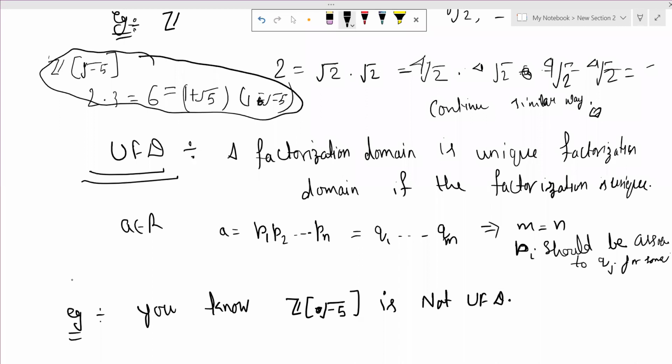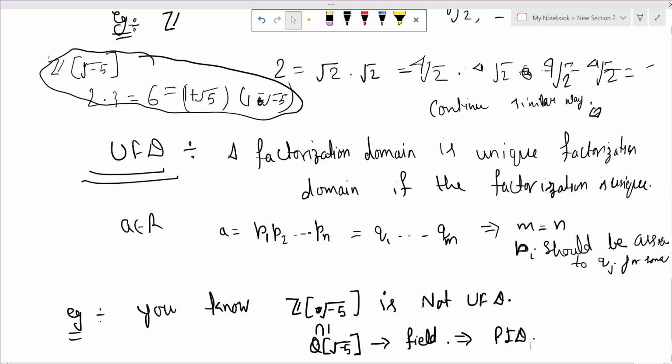It will sit inside some field, right? You can sit this inside Q root minus 5, and you know this is a number field, means it is a field. Now this is a field. This means this is a principal ideal domain, even Euclidean domain, everything nice. PID, ED. So that means it is a UFD.